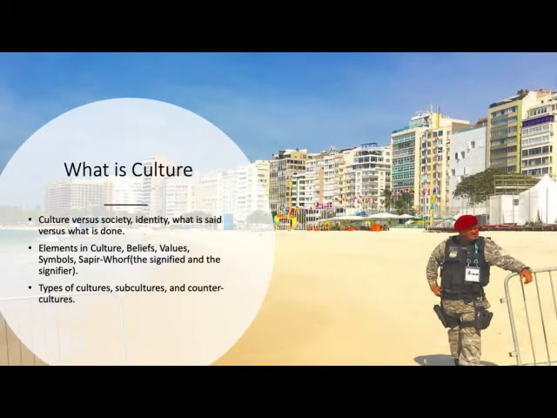So what is culture then in terms of anthropology or in terms of sociology? Culture is something that is a little bit different than society. It is a little bit different than how people identify or how individuals are identified in a broader sense. It is a question of what is said and what is expressed versus what is done. So in this sense, we can see that there's a bunch of rules that are put into place in society.